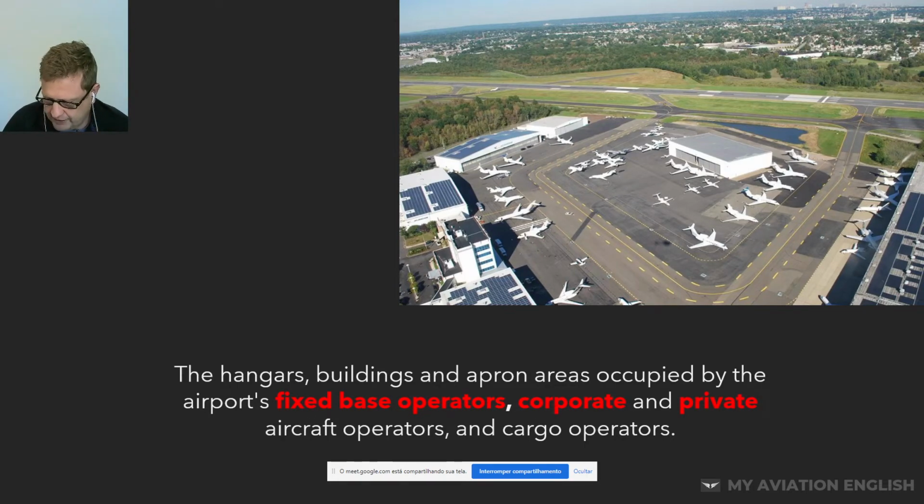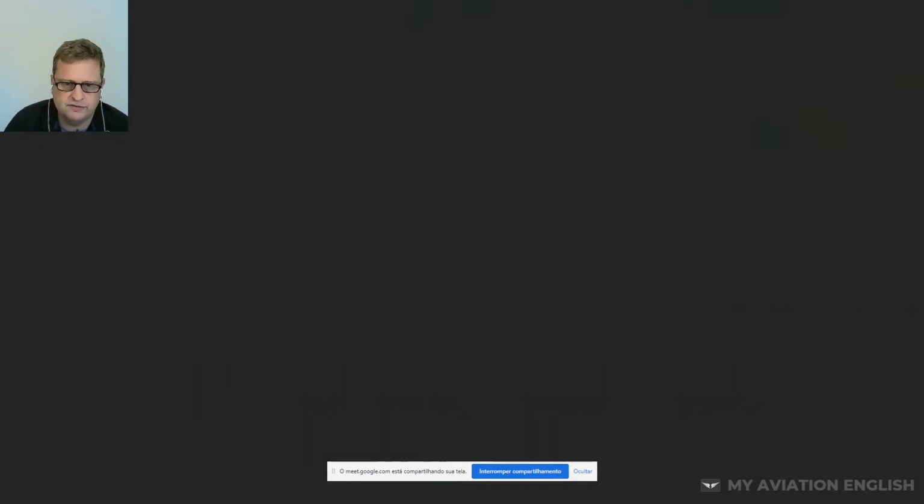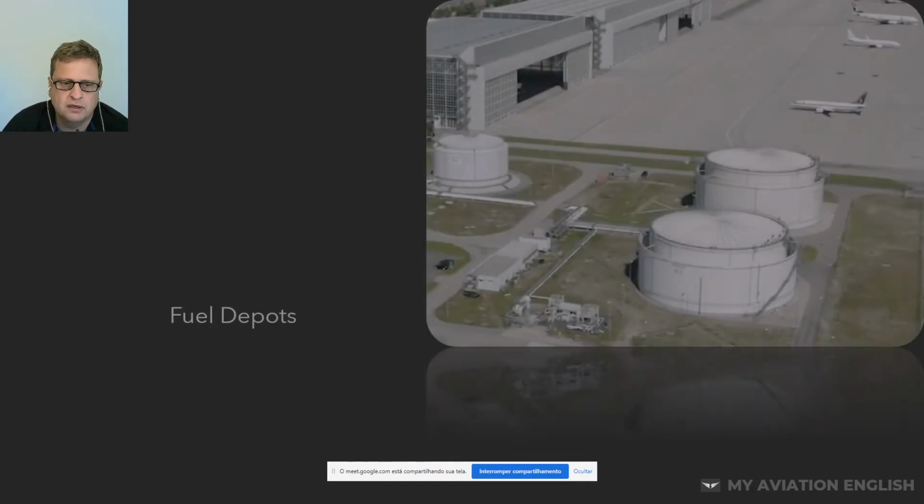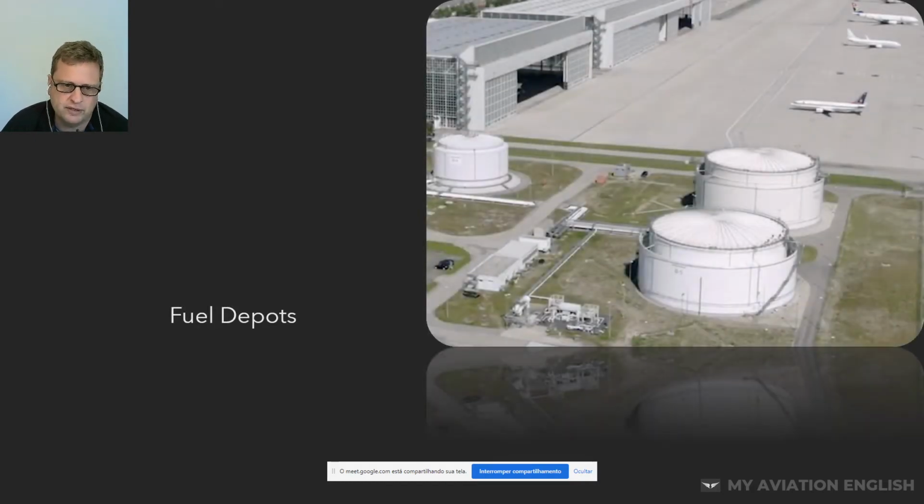Eu estou anotando aqui as pronúncias, depois eu vou te passar, pós-aula, para você dar uma olhadinha. So, how do we call this fuel infrastructure on the picture? Fuel tanks. Fuel tanks or fuel depots. Depósitos, não é depots. Fuel depot. Às vezes nem pronuncia o S. Fuel depots. Ok?